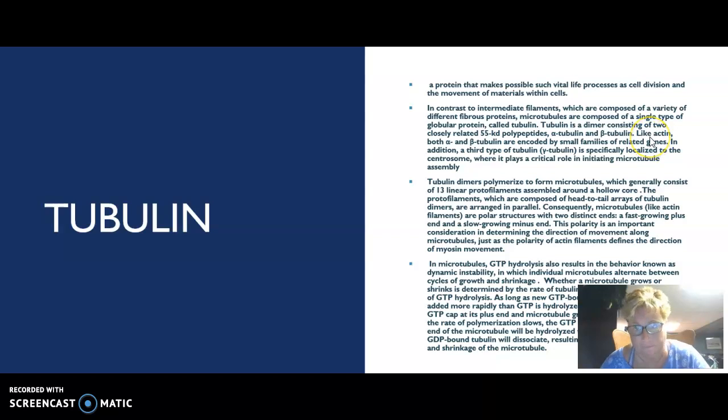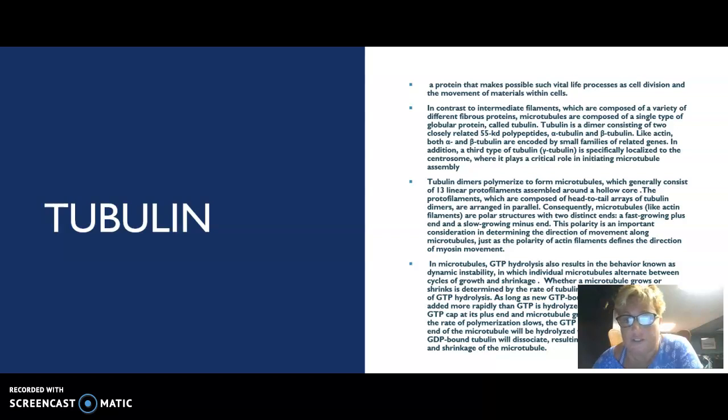Tubulin is a protein that makes possible such vital life processes as cell division and the movement of materials within cells. In contrast to intermediate filaments, which are composed of a variety of different fibrous proteins, microtubules are composed of a single type of globular protein called tubulin. Tubulin is a dimer consisting of two closely related 55 kD polypeptides, alpha-tubulin and beta-tubulin. Like actin, both alpha and beta tubulin are encoded by small families of related genes.